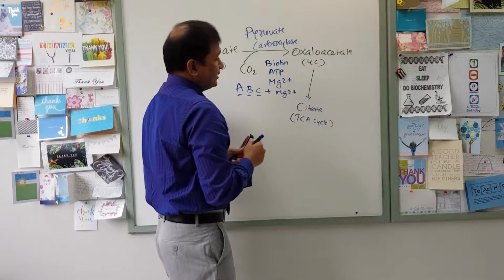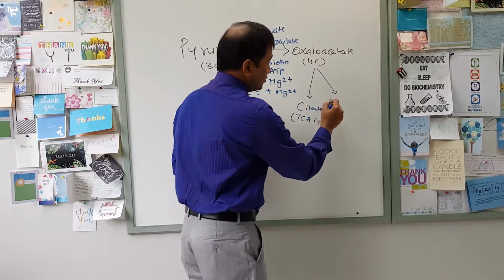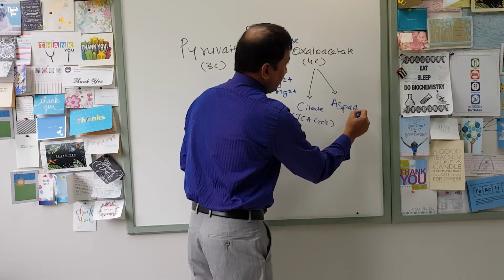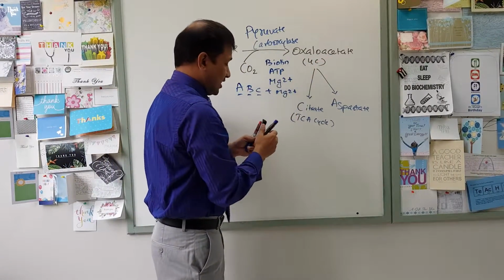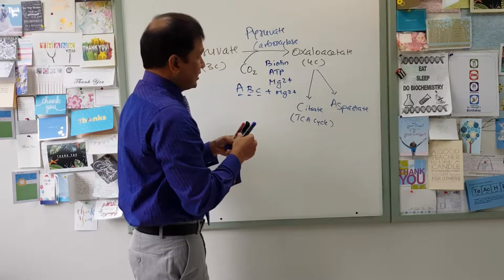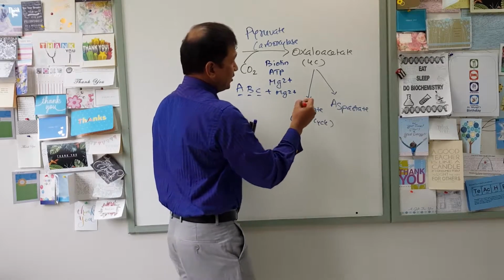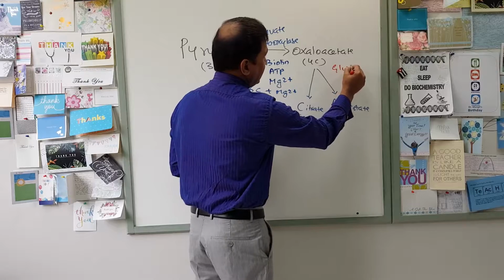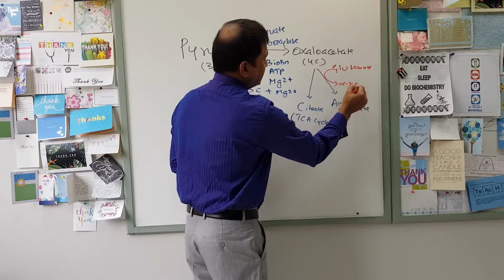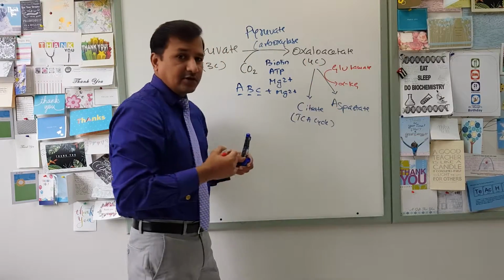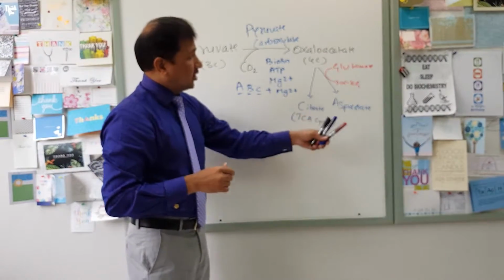Another fate of oxaloacetate is that it can undergo a transamination reaction to make aspartate. The amino acid aspartate can be synthesized by transamination from oxaloacetate. How does the transamination occur? Glutamate is converted into alpha-ketoglutarate, and that's when oxaloacetate is converted into aspartate. This is a transamination reaction. Okay, so you get aspartate there.